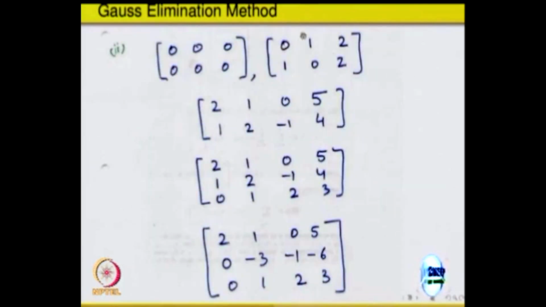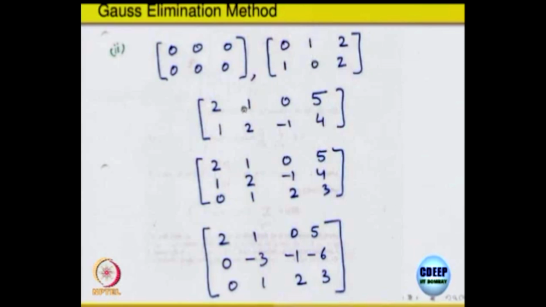For example, let us look at this one. 0, 1, 2 the first row, 1, 0, 2 the second row. Here the first non-zero entry in the first row is coming in the second column, but in the next row it is coming in the first column itself. So this is not in the row echelon form. If I wanted to bring it into the row echelon form, I will interchange these two rows. I will take it up and bring it down.